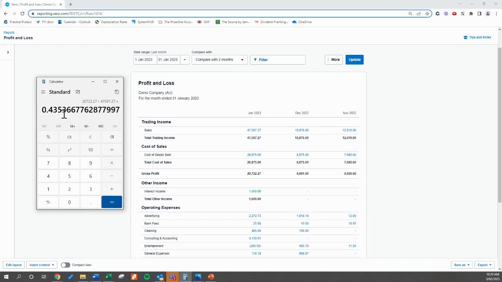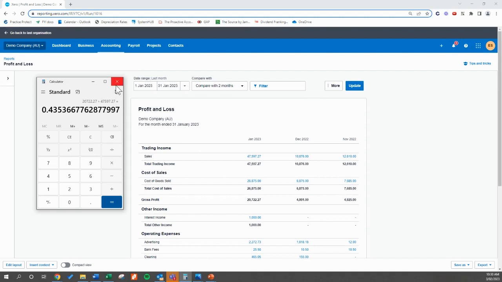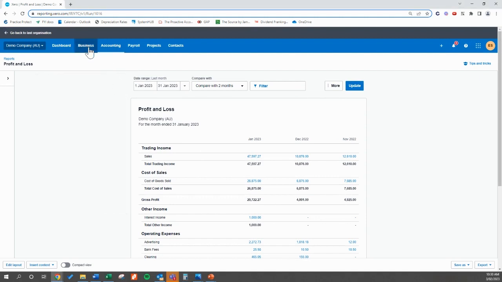Really important to, again, understand this number. I am just showing you how to calculate it. But if you do want to go into more depth, it's a really great idea to reach out to us or your current accountant. Another really great report I do want to touch on is the business snapshot report.